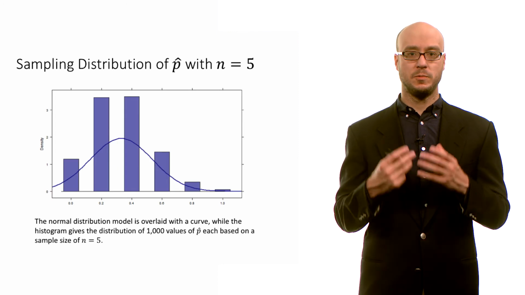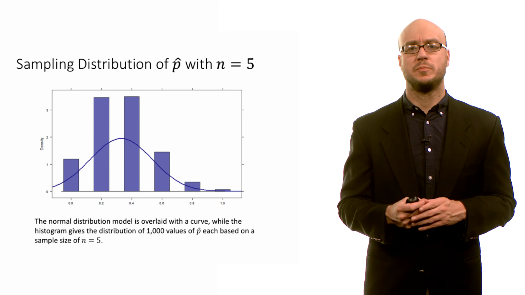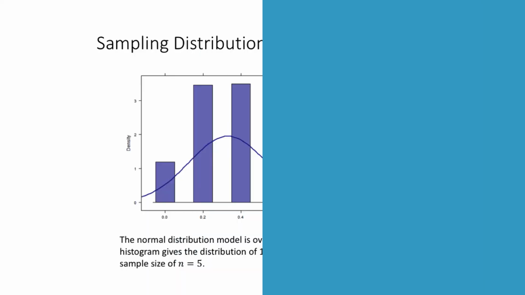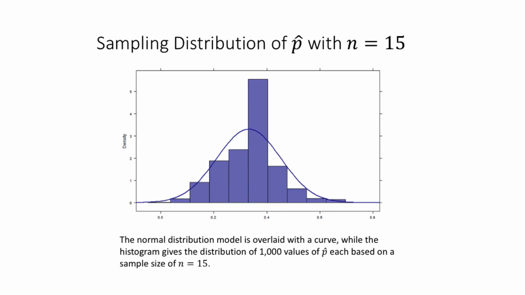Let's see what happens when we have a sample size of 5. We can see that the sampling distribution of p hat is a little bit more normal. There are still gaps because the number of possible values of p hat is rather limited, but comparing it to that normal curve, it looks a little bit more normal. But again, the success-failure condition still does not hold with a sample size of 5. Let's see a sample size of 15.